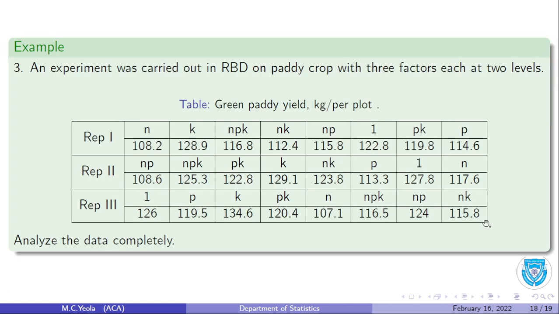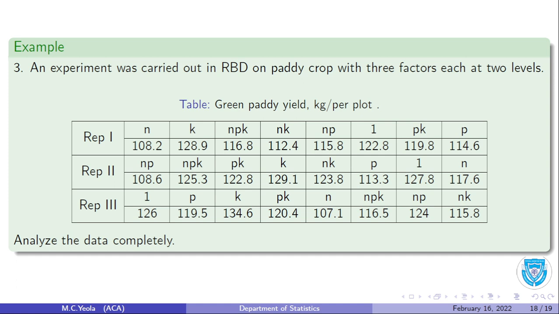This is the third example you have, and you have to complete this one. Well, what you have to remember here is that with 3 replications, meaning 3 blocks, you have 3 into 8, that is 24 observations. You have to perform a 2 cube experiment here.